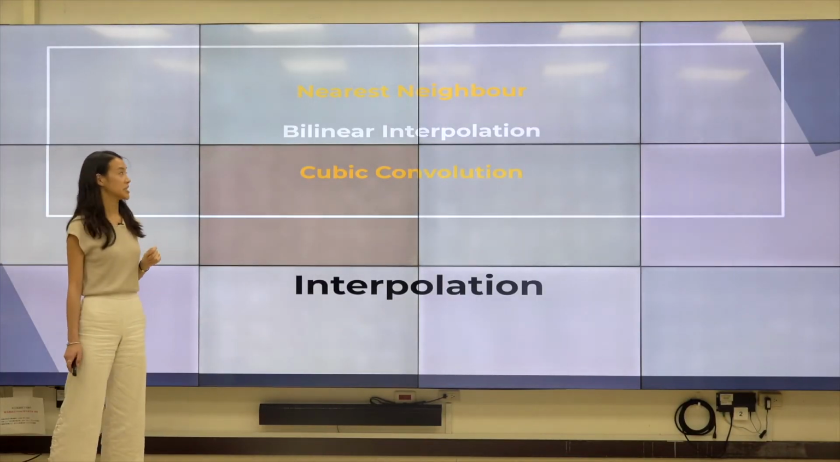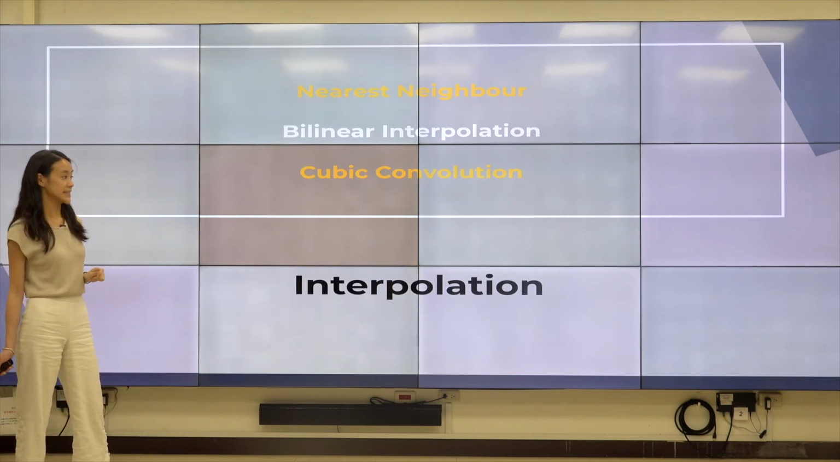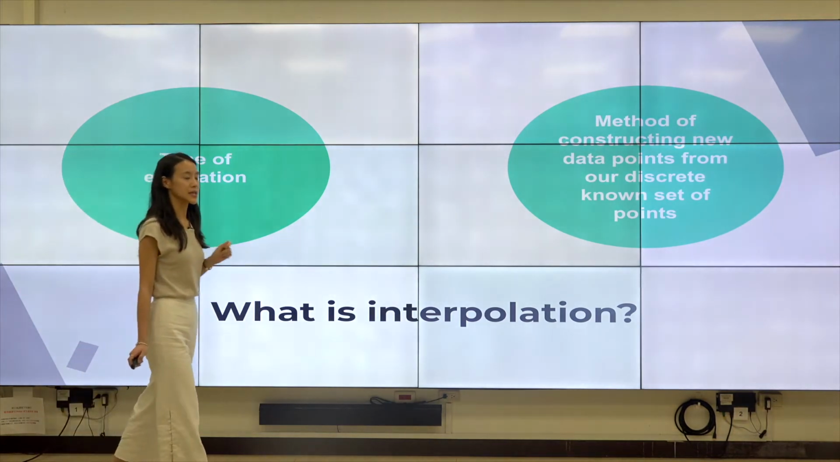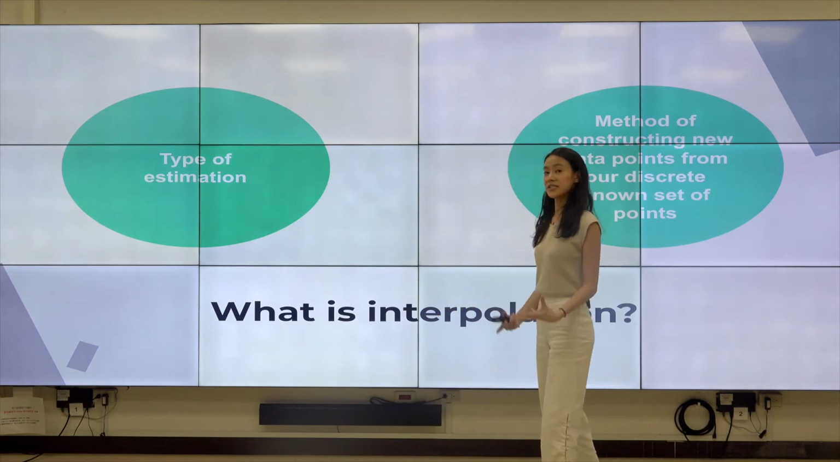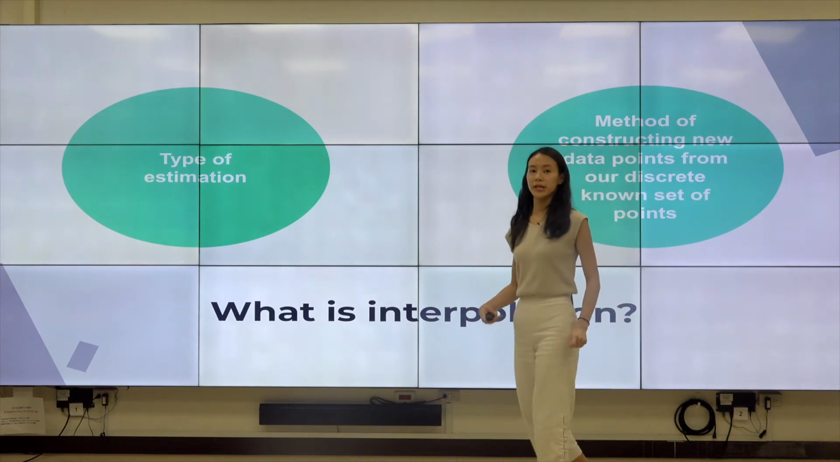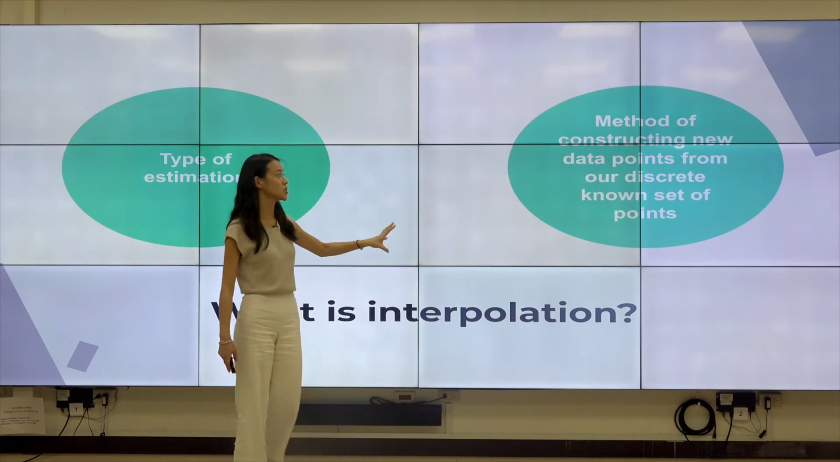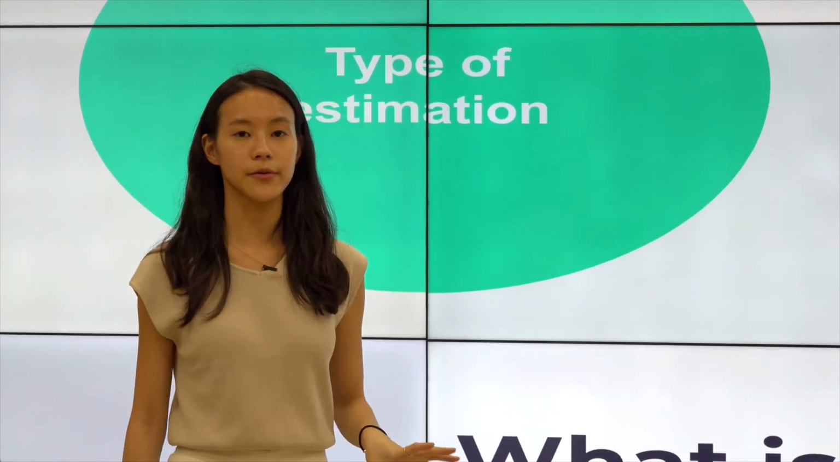Talking about interpolation, it includes three different kinds that we usually see. So what exactly is interpolation? I would like to think of it as a type of estimation. Interpolation is a method of constructing new data points from our discrete known set of points.